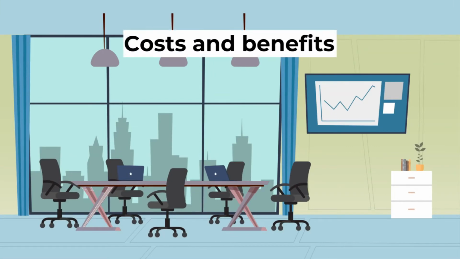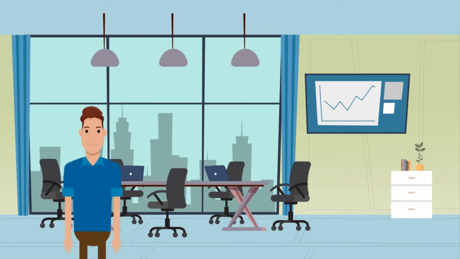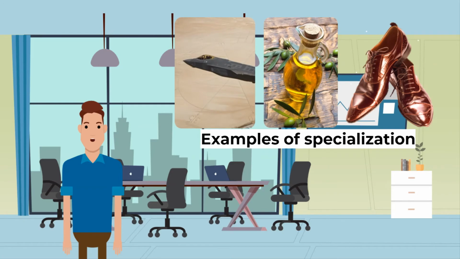Now let's go over the costs and benefits. Firstly, the advantages. There are 2 main types of benefits: static benefits from the gains of specialization, and dynamic benefits from increased competition and the transfer of resources. Free trade encourages increased specialization, and this increases output, according to comparative advantage.